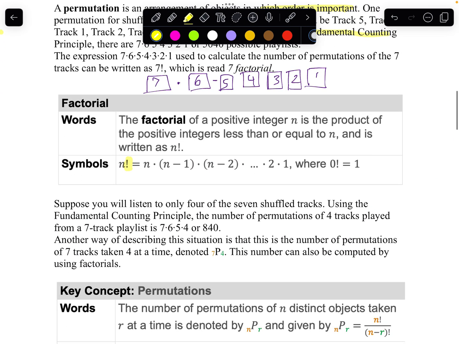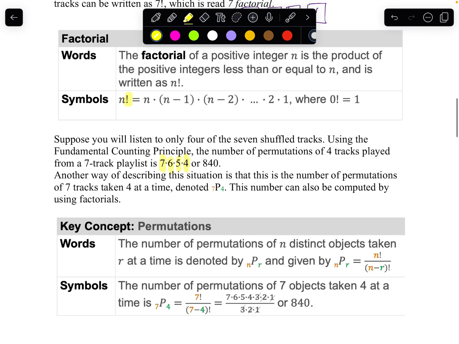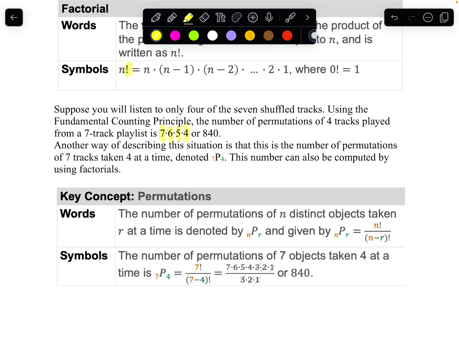Now, what happens if I only want to play 4 songs on my playlist? Well, in my first slot, I still have 7 songs available, then 6, then 5, then 4. But I'll stop when I have 4 songs. Now I'm down to 840 different ways to play 4 songs. That's called a permutation. So rather than going all the way to the end, we'll call that a permutation.